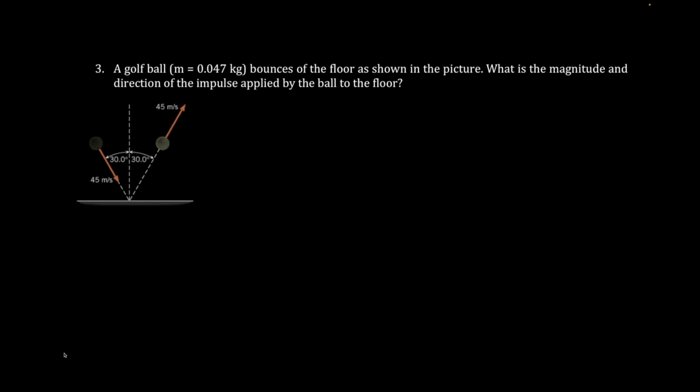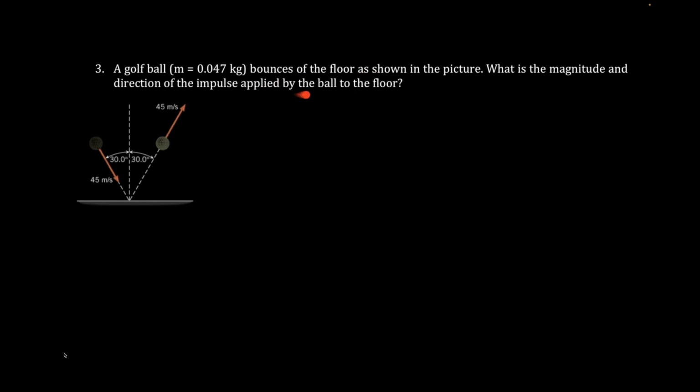Therefore, as soon as there is a directional change, there's acceleration. If there's acceleration, then there is a change in velocity. If there is a change in velocity, there is a change in momentum. And if there is a change in momentum, that means that an impulse has been applied to the object. And that is what we're after. They want us to find the magnitude and direction of the impulse applied by the ball to the floor.